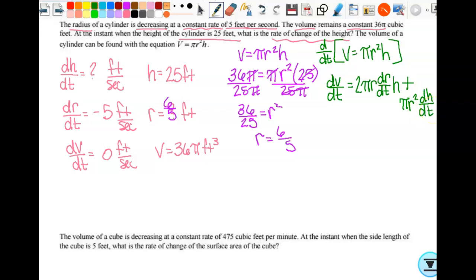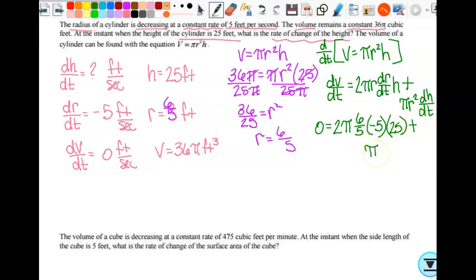Okay. Everybody with me so far? Okay, so what do I do next? Plug everything in. You're right. So do we know dv dt? Yes. It's 0. That is equal to 2 times pi. Do I know r? Yes, it is 6/5. Do I know dr dt? Yes. Negative 5. Do I know h? Yes. 25. Okay. Plus, then I have pi.